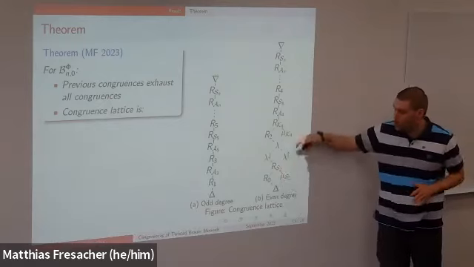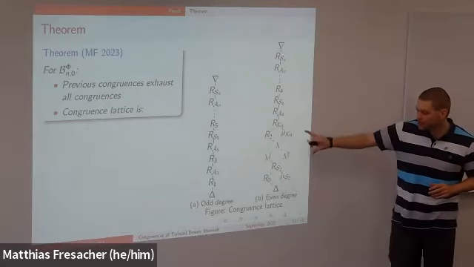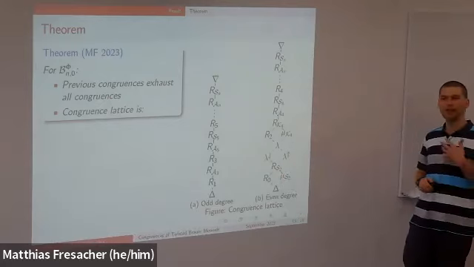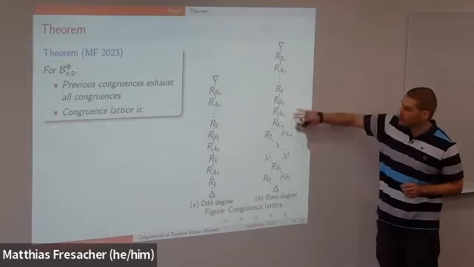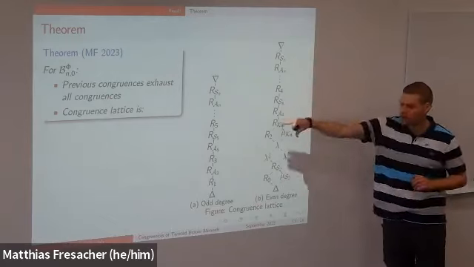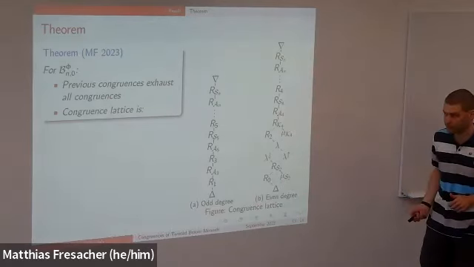We have three diamonds at the bottom. The strict inclusions of that I already went through with you in the previous slides, and we have the same tail as we do for the odd degree.